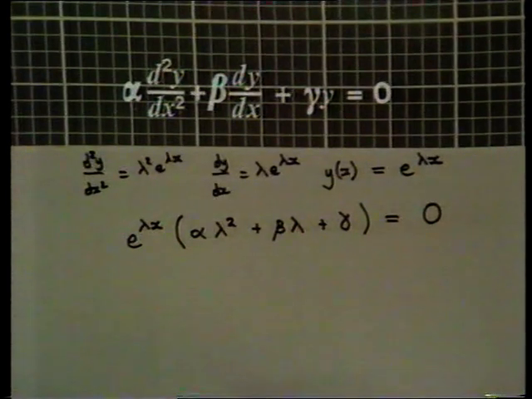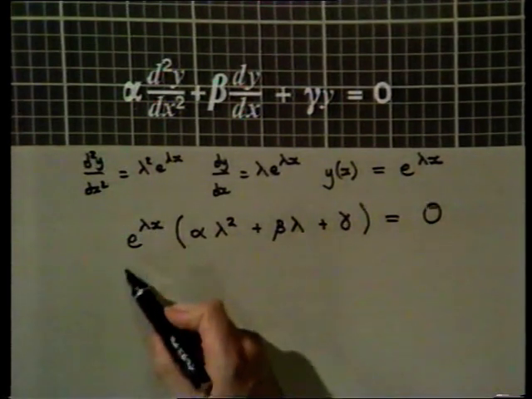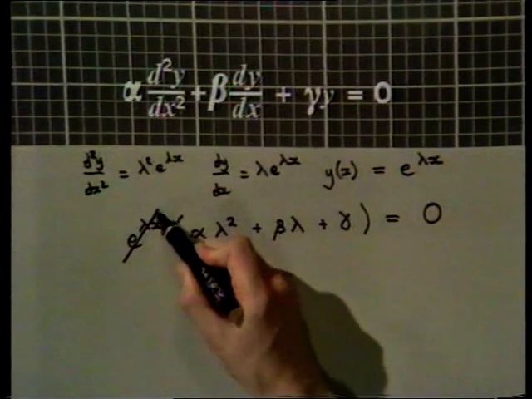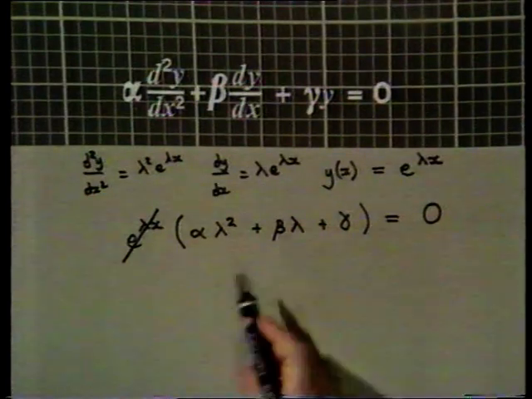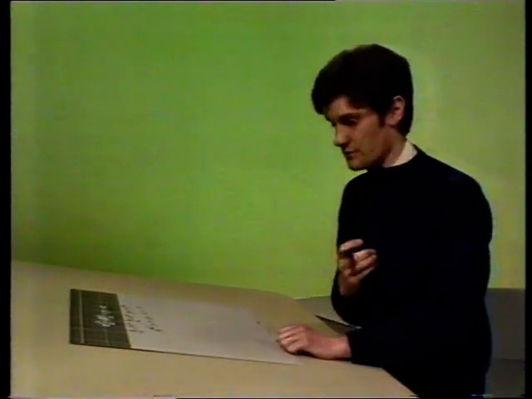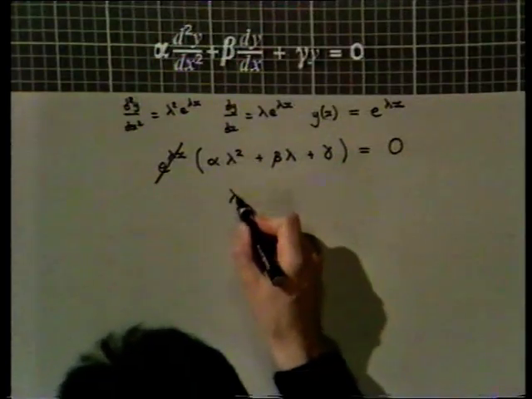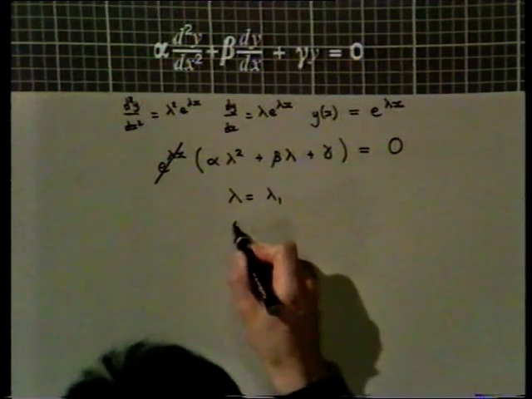And now I can cancel off that e to the lambda x, because the exponential function is never zero, so it'll just cancel. Then I'm left with this equation, which is called the auxiliary equation. It's a quadratic equation, so it's got two roots. And I'll call them lambda 1 and lambda 2.